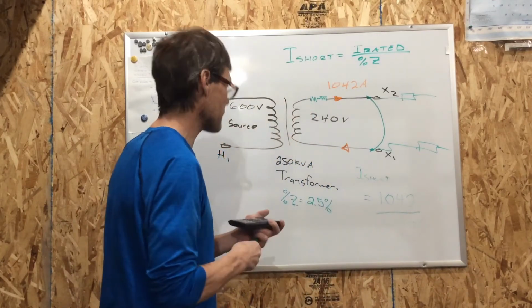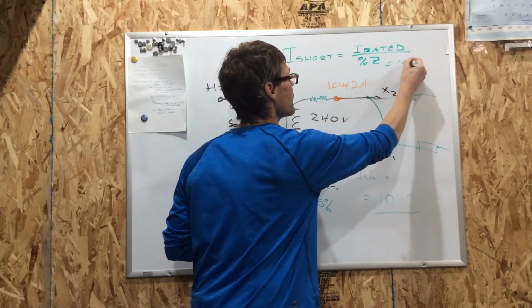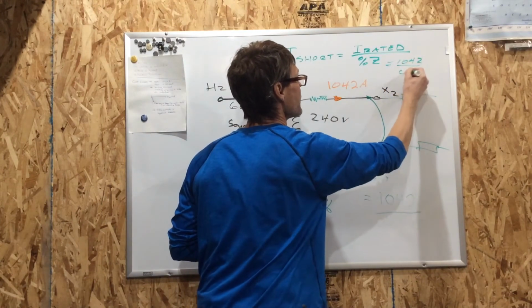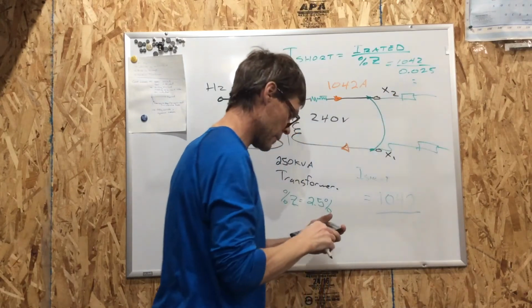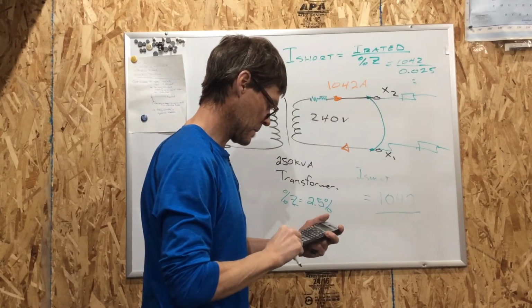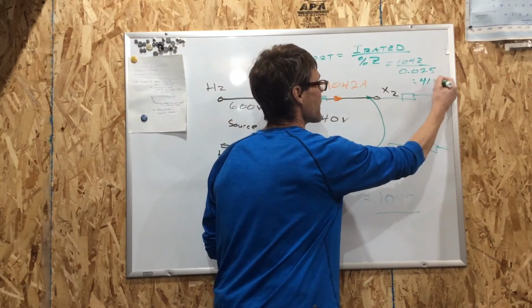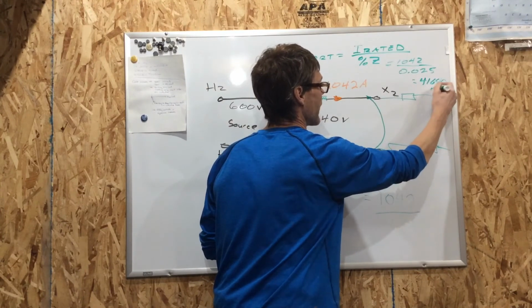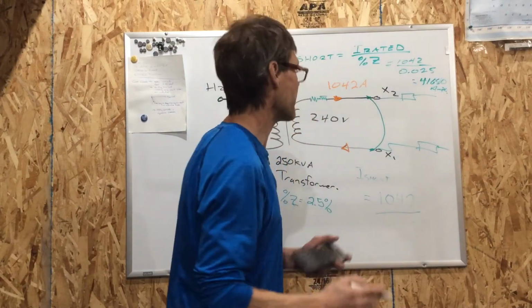All right, so I'm going to put that up there, 1042 divided by 0.025. Put that in my calculator. That's 41,680 amps. That is a lot of current right now, right here.